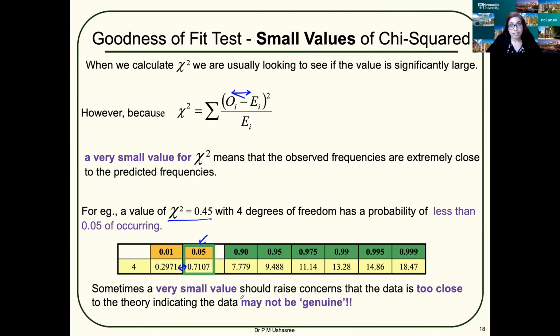Sometimes a very small value should raise concern that the data is too close to the theory, indicating that the data may not be genuine. In real life, what will we do in such situations?